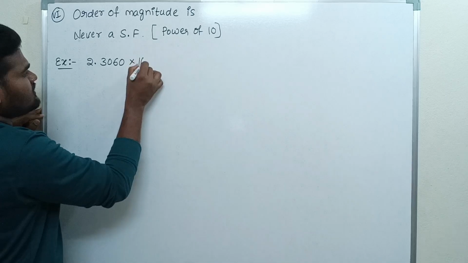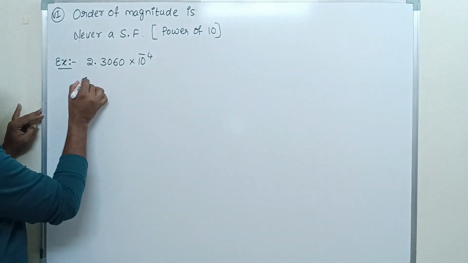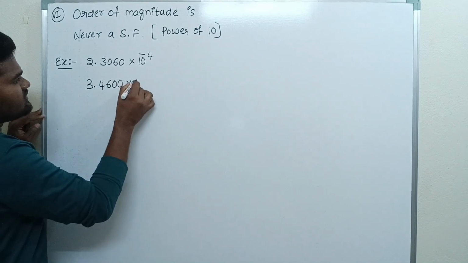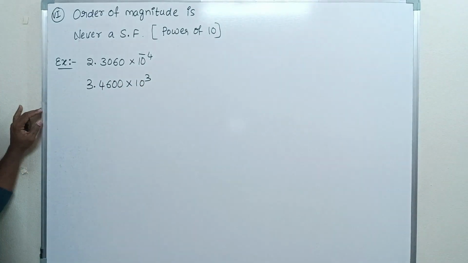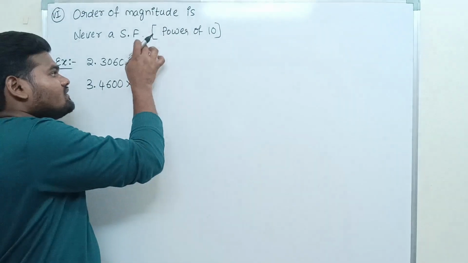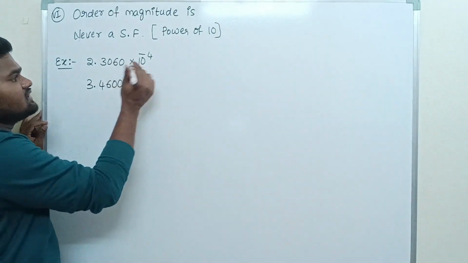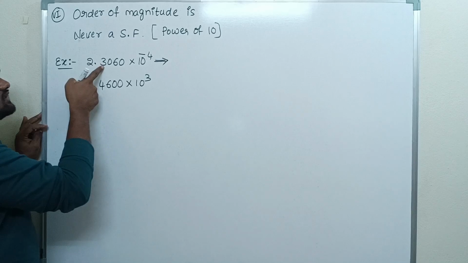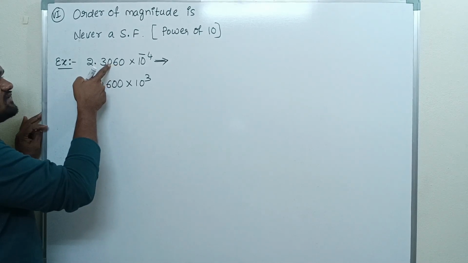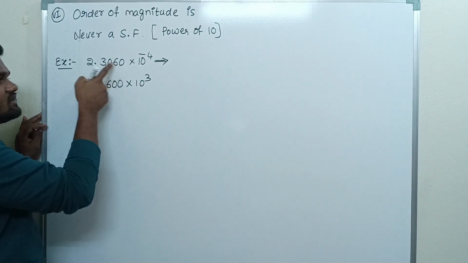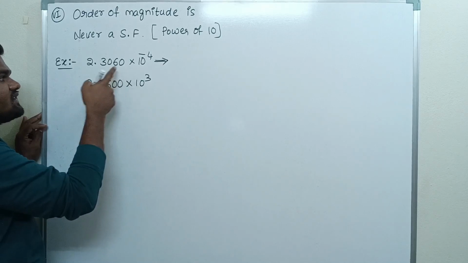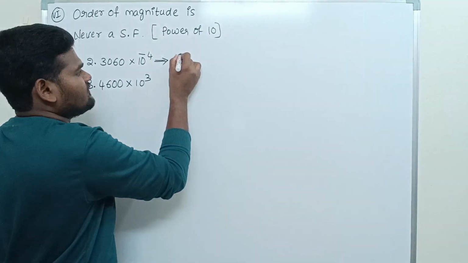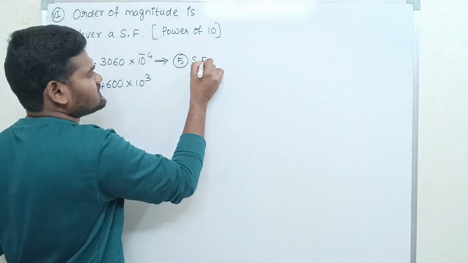2.3060 into 10 to the power of minus 4. So 3.4600 into 10 to the power of 3. So order of magnitude is nothing but what? Power of 10. So have a look. This number has how many significant figures? 1, 2, 3 non-zero digits. 1 trapped 0. This is an ending 0 after decimal. This is also a significant figure. Therefore 1, 2, 3, 4, 5. It has 5 significant figures.